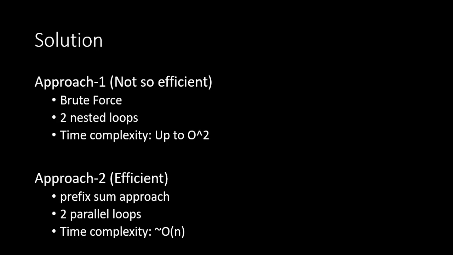And in the second approach, there is no nesting. Though there are parallel loops, it's like n plus n, not like n square. So it's a lot more efficient, and of course the complexity goes down to O(n), not O(n) square as it was in the elementary approach.